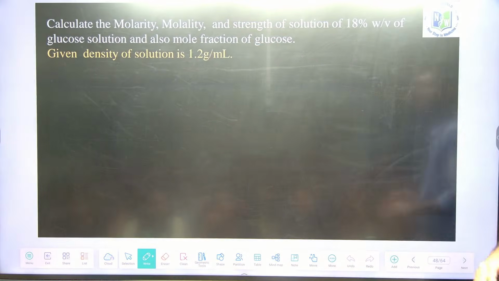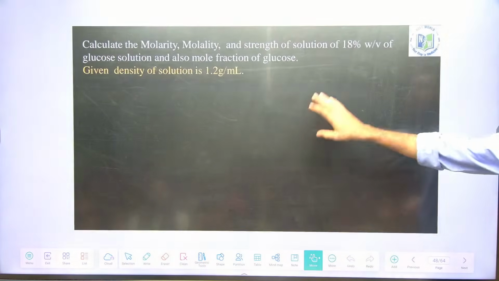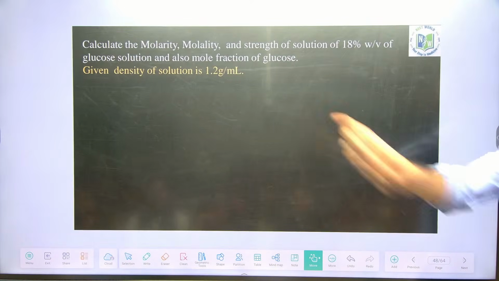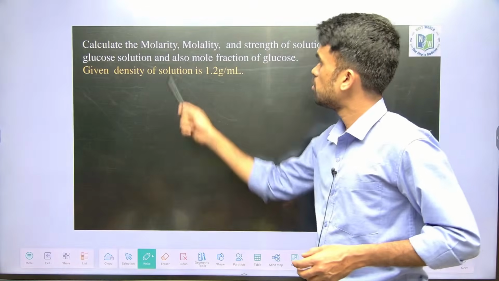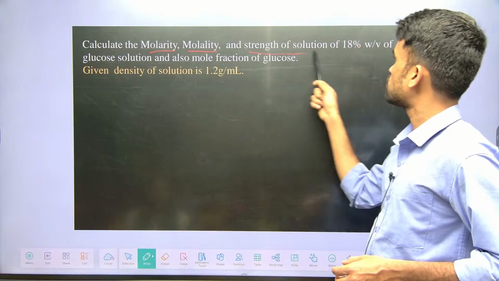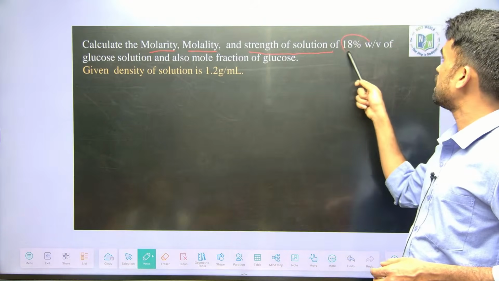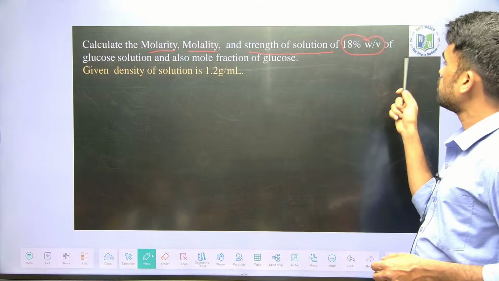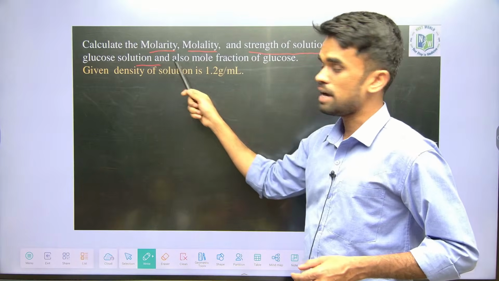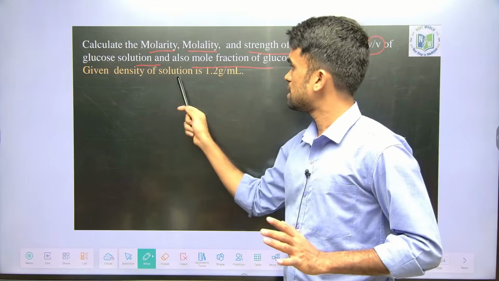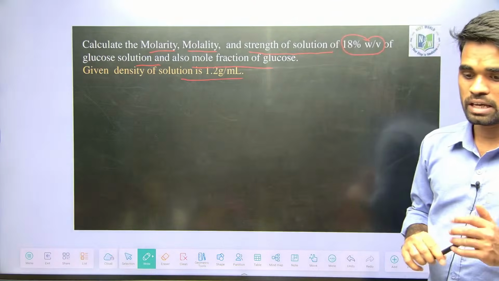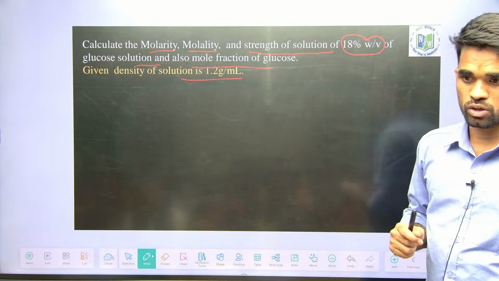Write this question, everyone. This is a homework question. If you do this one question, most of the formulas will be revised. Find the molarity, strength of solution of 18% weight by volume of glucose solution, and also its mole fraction. I am going to discuss them, but you write this question and keep it. Given density of solution is this much. Everyone can try by tomorrow.